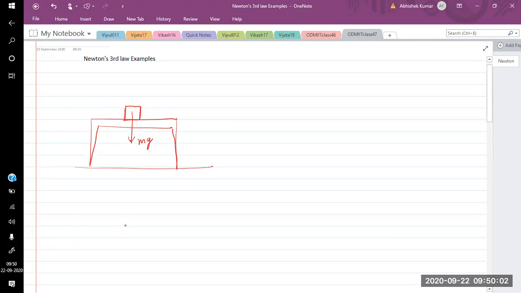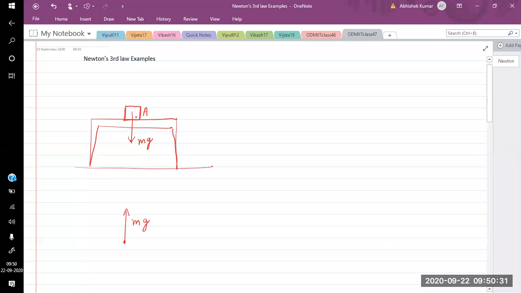The reaction pair will be on the earth, at the earth's center, because earth is exerting this force mg. So this force mg is between earth and the object A. The reaction pair of this force will be from the object on the earth. So earth will also experience a force mg.